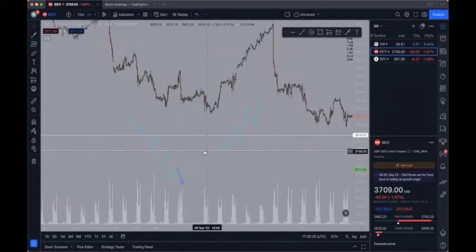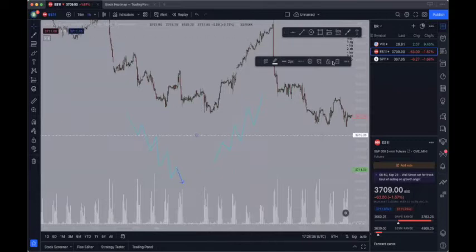So next, what we want to talk about is how we take our trades. What I do personally is we take entries here, because this is the highest probability spot to get into a trade.